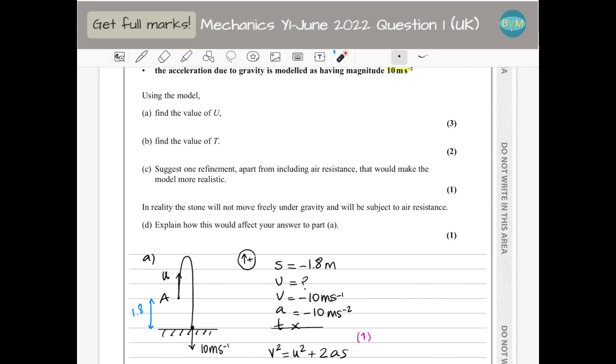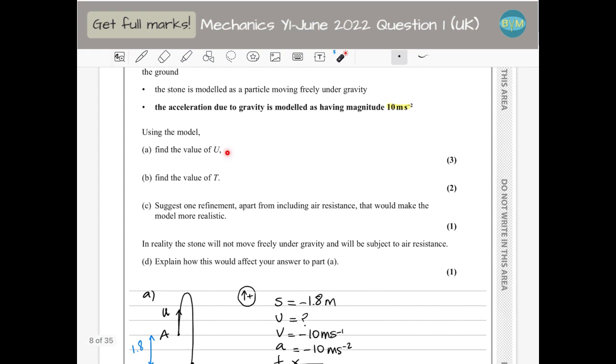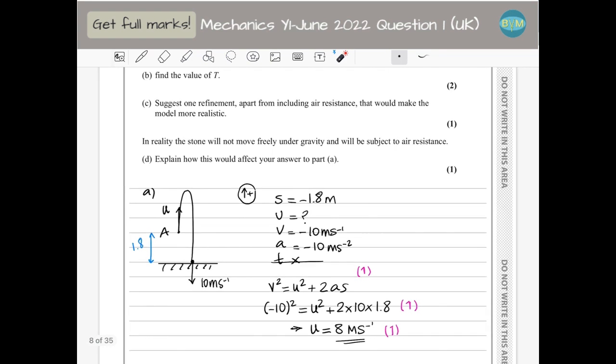So your first reaction is, I have a resistance, therefore the particle is going to move slower. So my velocity is going to be less, it's going to be smaller. But that's not what is happening. What they say, you are trying to find u. So the stone falls into the ground with this speed, and you are trying to find u. If you want the stone to arrive to the ground with this speed, and you have a resistance, that means that you have to project it with more speed if you want to overcome that air resistance and arrive to the ground with that speed.